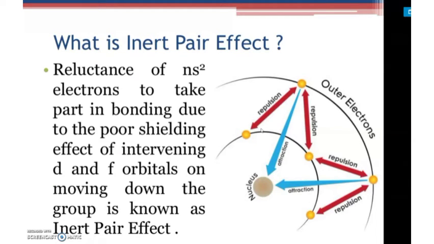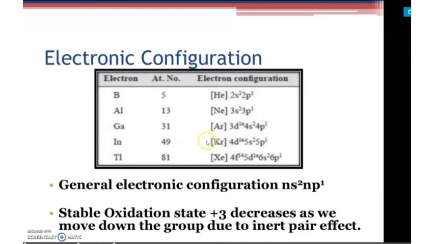What do you mean by this inert pair effect? This is the reluctance of ns2 electrons to take part in bonding due to the poor shielding effect of intervening d and f orbitals on moving down the group. For example, if you check the structure of gallium, indium and thallium, in the case of boron and aluminium there is no inert pair effect because there is no d subshell.